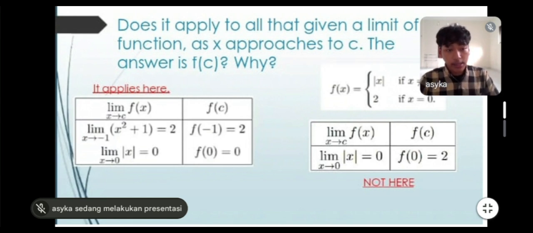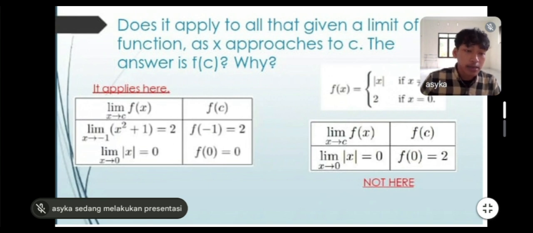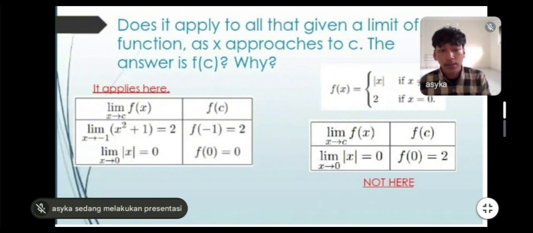For the limit as x approaches c of f(x), we can see in the tables the limit as x approaches minus 1 of x power 2 plus 1 equals 2, and in the left table, the limit of f(x) as x approaches c, or f(c), we can substitute x with c. So we get f(c) is f(minus 1) equals 2.